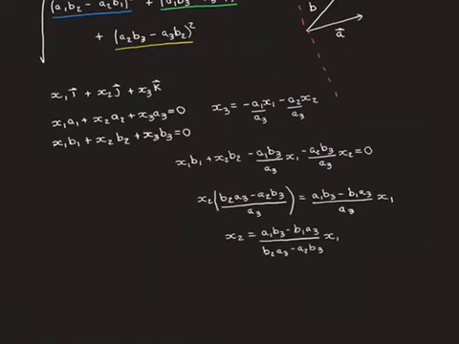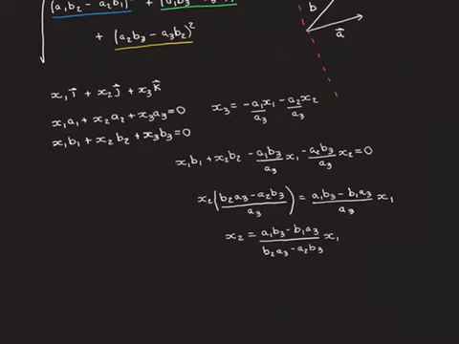So time for some algebra now. Let's take this first linear equation here and rewrite it so that we can write what x3 is in terms of x1 and x2. Doing that, we take this term and this term to the other side of the equation and then divide through by a3, and we get that x3 is equal to minus a1 over a3 x1 minus a2 over a3 x2.